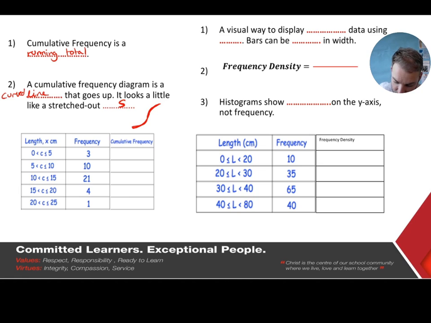A histogram is a visual way to display continuous data, where the bars can be unequal in width.